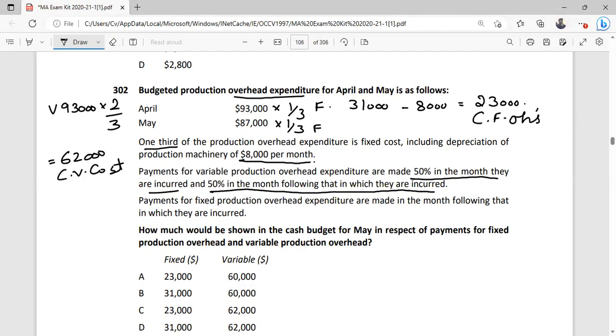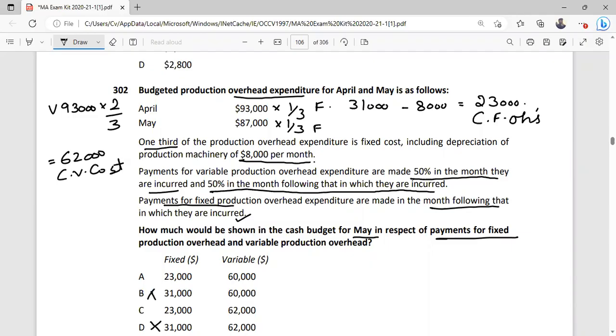Okay. Payment of fixed production overheads is made in the month following that in which they are incurred. How much would be shown in the cash budget for May in respect of payment for fixed production overhead and variable? Payment of fixed production overheads is made in the month following that in which they are incurred. So for the month of April, fixed cost of 23,000 is payable in the month of May. So 23,000 is provided in two options. It means B and D are excluded.